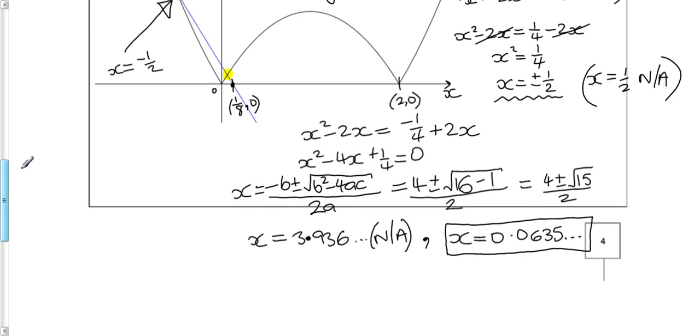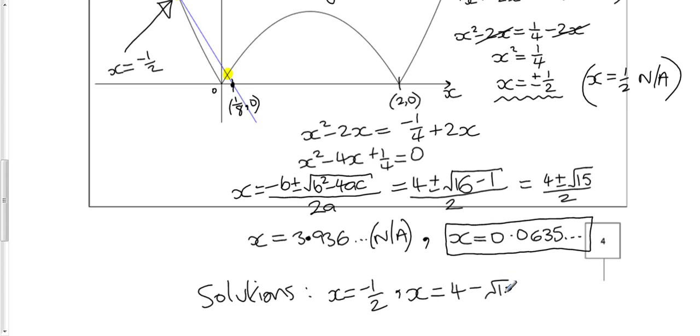So let's just conclude here. So the solutions are x is minus a half, and I'm going to give the other one exact, in fact. Could give it to 3 significant figures, but it's better to give it exact. So 4 minus root 15 all over 2. And those are the 2 solutions to the equation in part B.